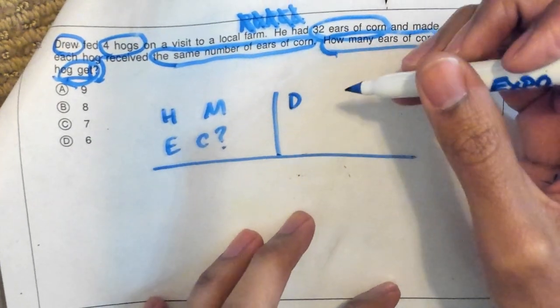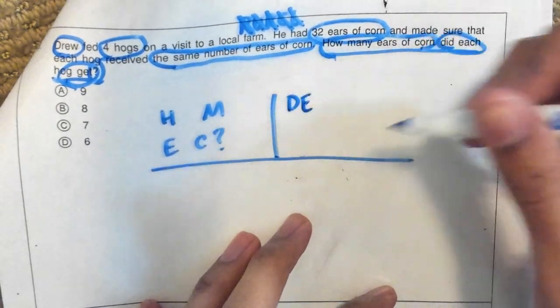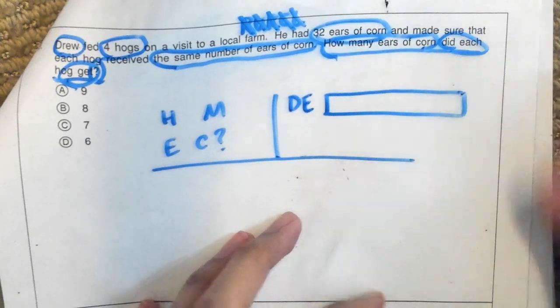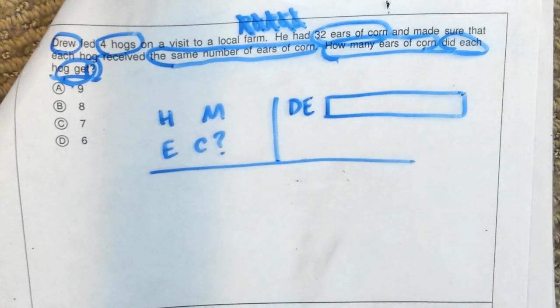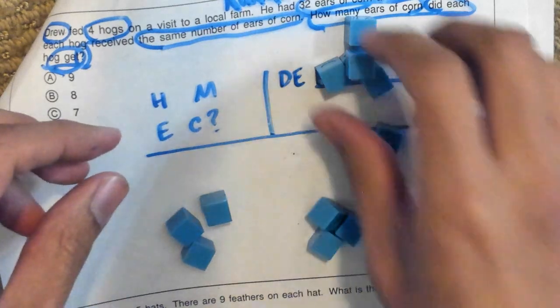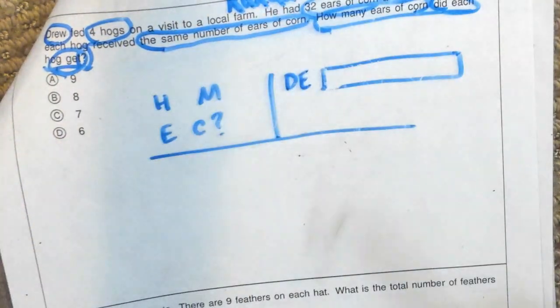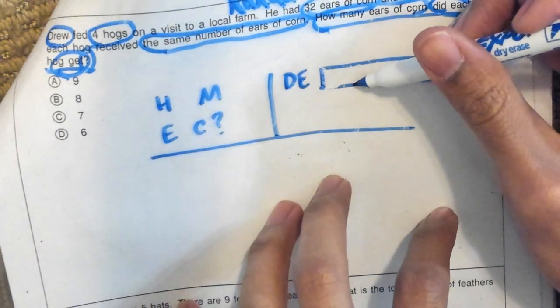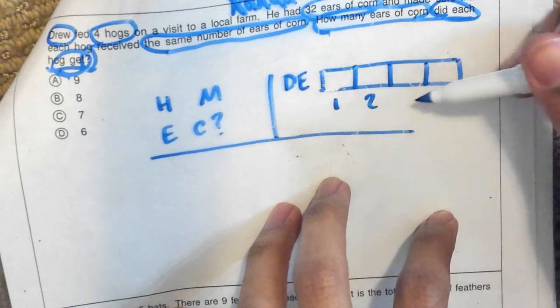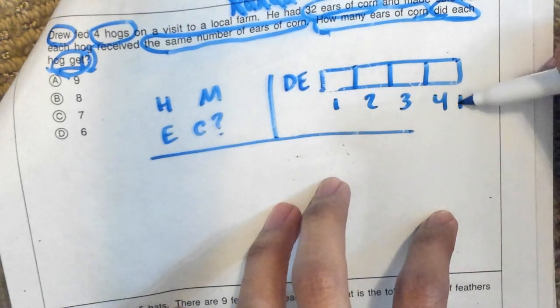I knew that Drew had his ears of corn, and I know that he was sharing all of his ears of corn. Pretend this is the ears of corn. Pretend he's going to share that with his 4 hogs. The action right there was sharing. So I'm going to draw the 4 hogs. 1, 2, 3, 4 hogs.